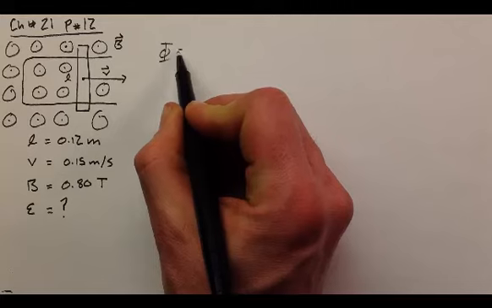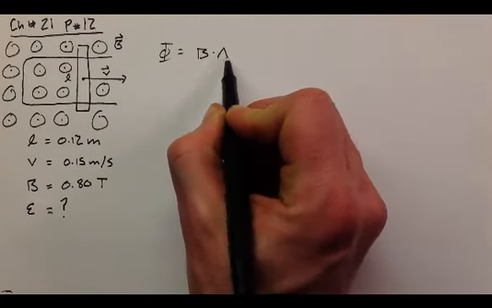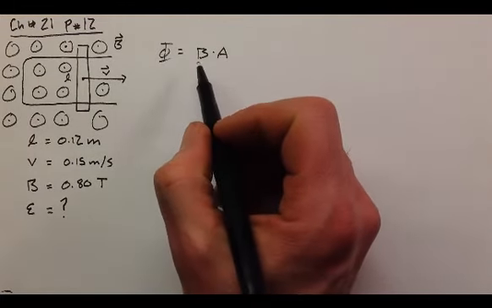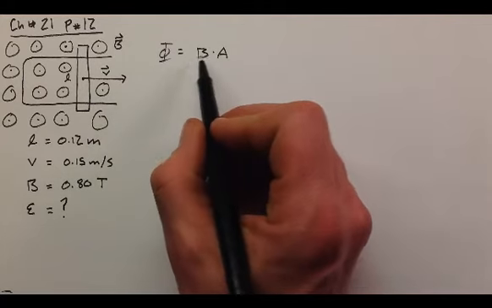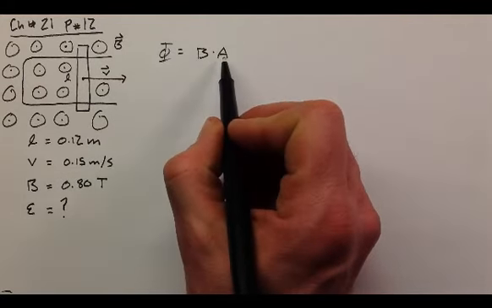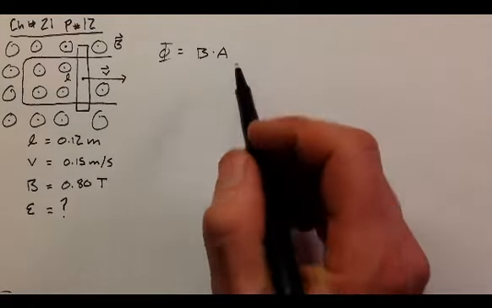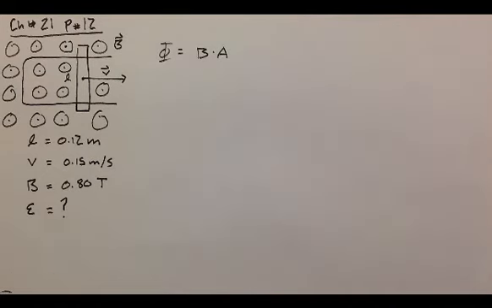Remember, flux is magnetic field times area. So far, our problems have dealt with a change in flux because the magnetic field is changing. But just as easily, the area could change, and that can create a changing flux too. And of course, we know by Faraday's law of induction that a changing flux will produce an EMF.